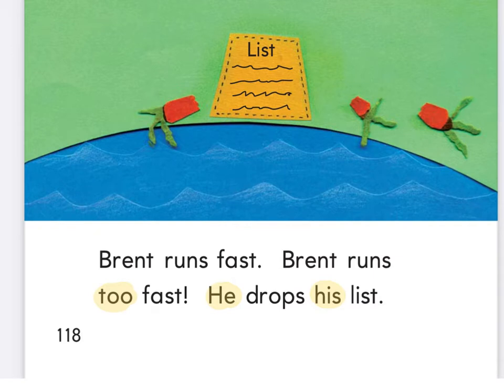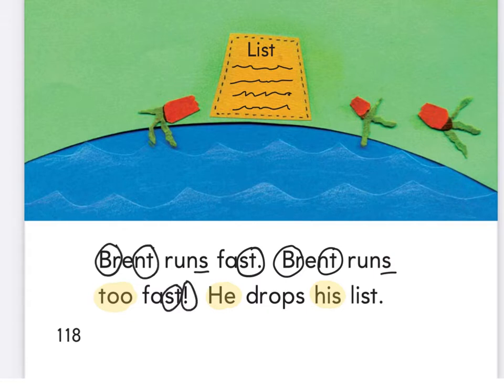I see burr and nt, burr, eh, nt. What's his name? Brent. Yes, they added an S to the word run. Now it is the word runs. Here's a consonant blend at the end, fast. There's an S-T together at the end of that word. Fast. Here's a dur, and an ending S. Drops. And list.